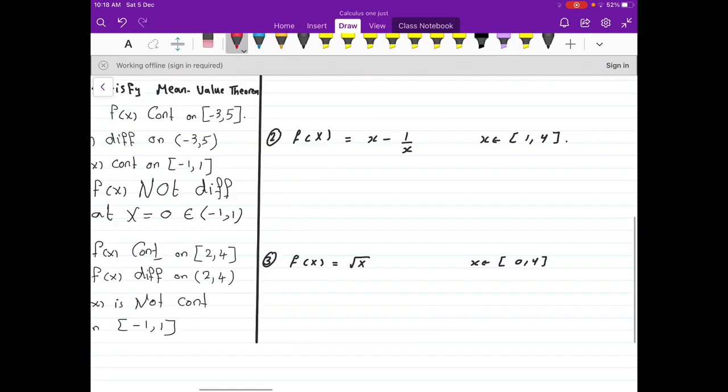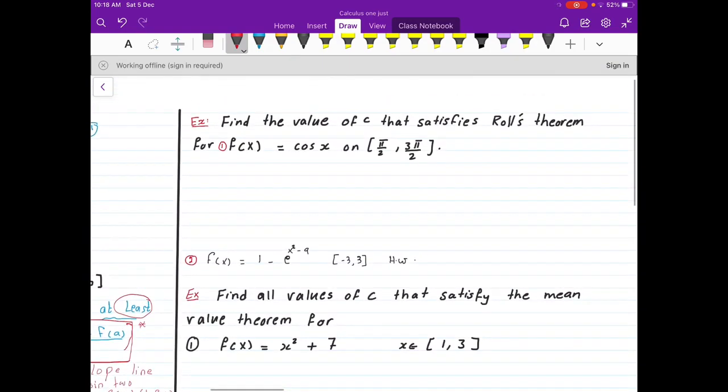السؤال الثاني اللي بدنا نسأله إنه find the value of c. إحنا عرفنا هلأ نحدد هل يحقق الرول أو المين. Find the value of c that satisfies Rolle's theorem. f of x = cosine x on pi over 2 and 3 pi over 2. This function continuous, differentiable. So Rolle's theorem تعطينا إنه there exists c such that f prime of c = 0.